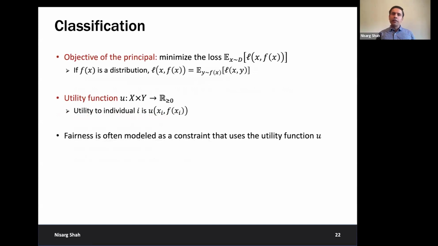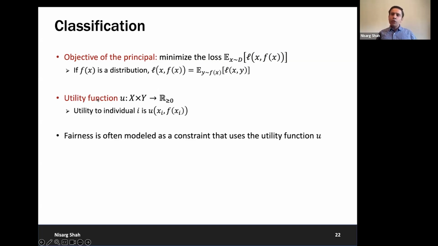Typically, in a lot of machine learning settings, other than the fairness consideration, you also have an objective that the principal is trying to optimize, which is typically represented as minimizing some sort of loss function. So you write down the expected loss that you have for giving classification outcome f of x on data point x, as this x is drawn from the underlying distribution D that we care about. And if f of x is a soft classification, meaning a probability distribution over different classes, then the loss for this soft classification is just the expected loss for the hard classification sampled from the distribution.